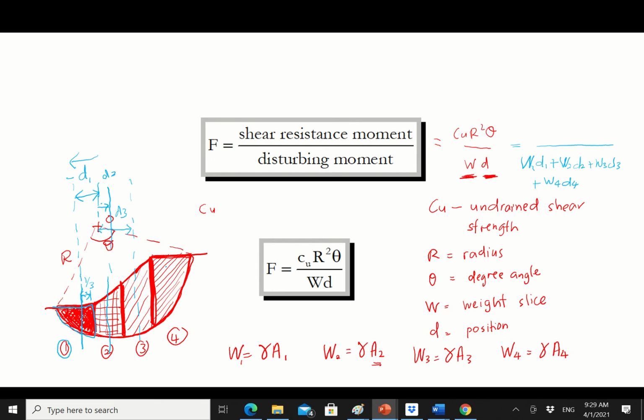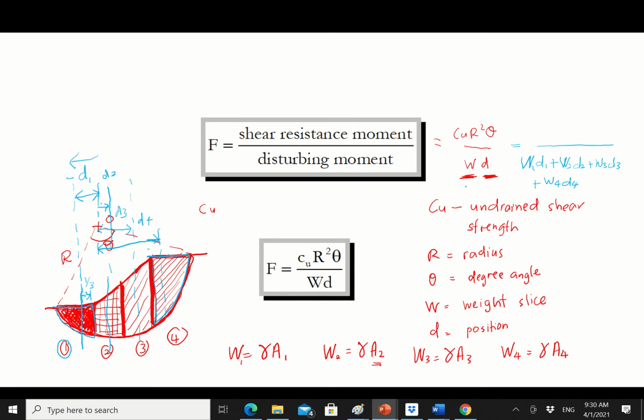Now look at drawing number 4. This one is almost like a triangular section, so the effective position will be 1/3 of its width. So this will be the position. Take this line to the centroid, and you have D4. That D4 will be a positive value for slice number 4.